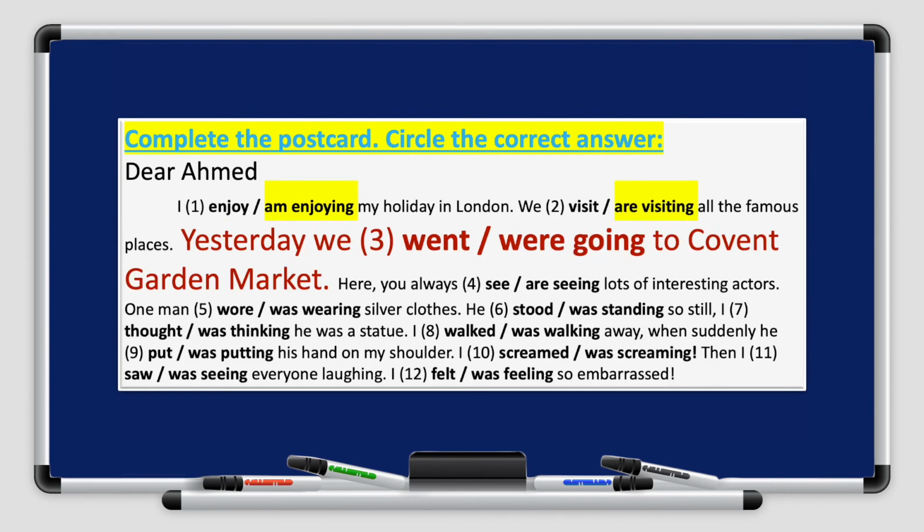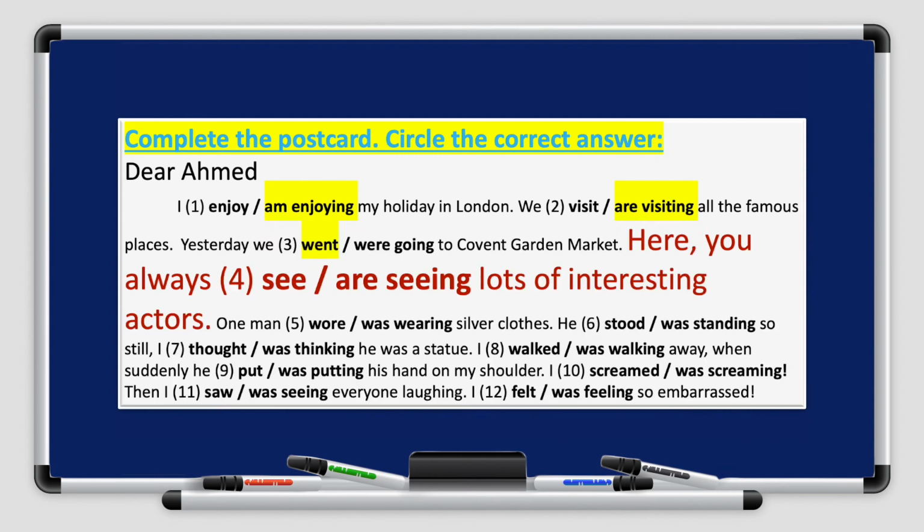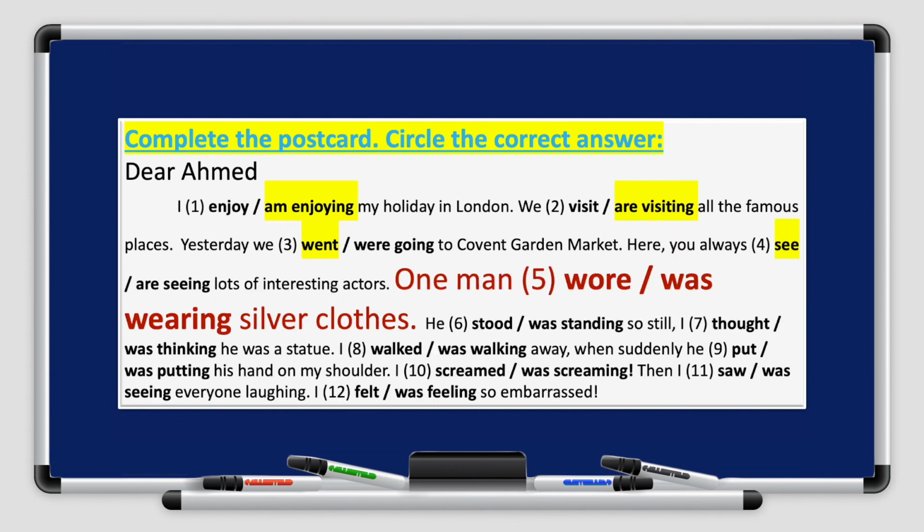Yesterday, we went or were going to Covent Garden Market. So that's in the past. Happened already. Yesterday, we went. Good job. Here, you always see or are seeing lots of interesting actors. You always see. Good job. One man wore or was wearing silver clothes.